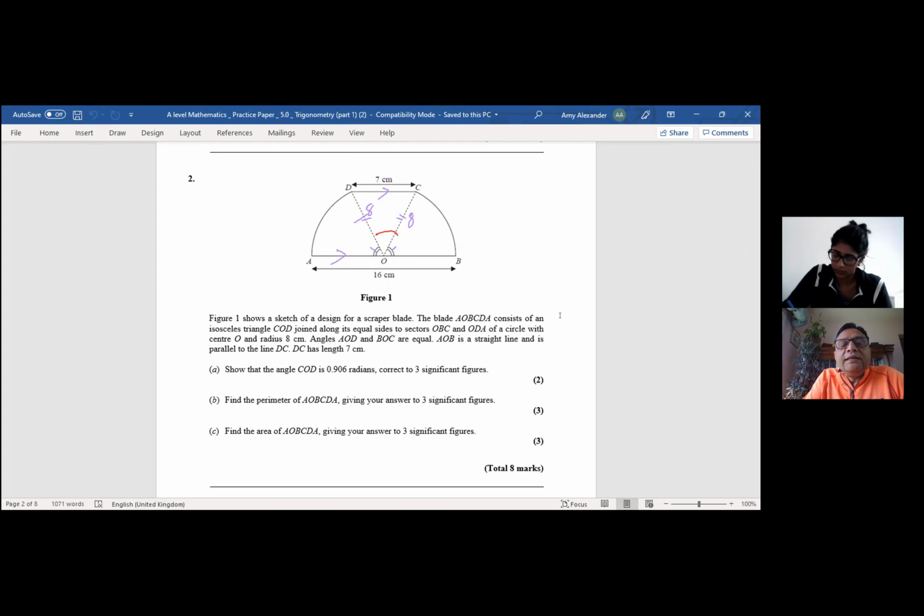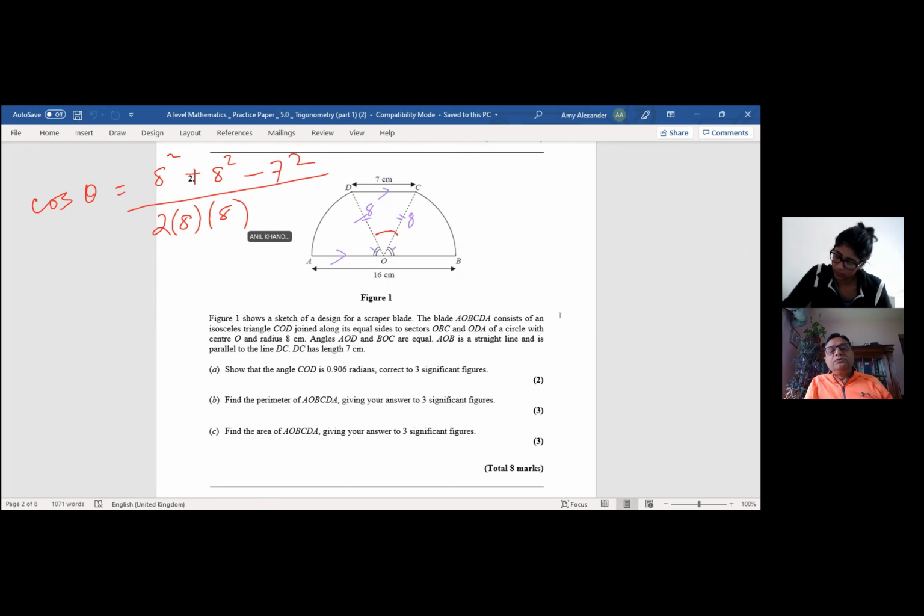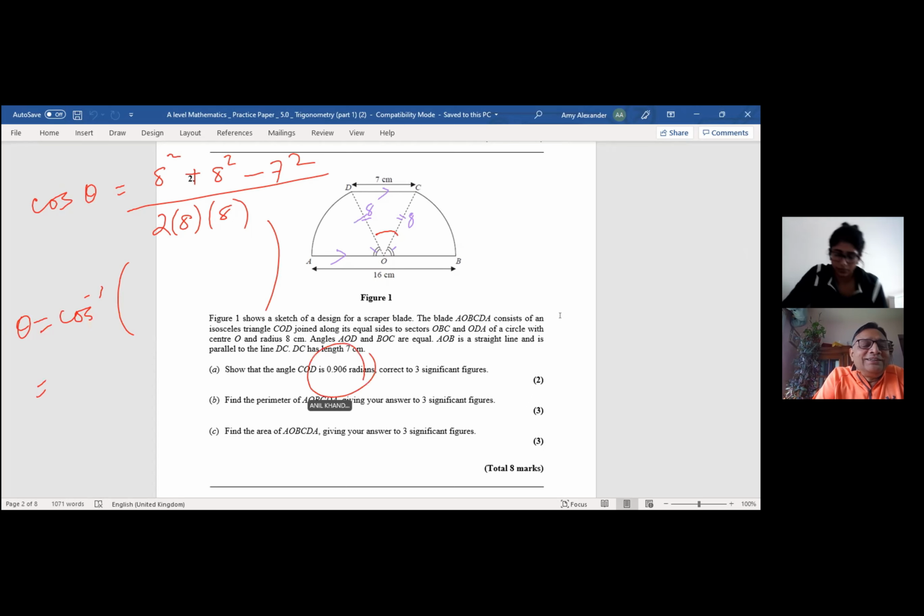What will you do? Cosine law straight, right? So we can now say that cos of this angle, let me say this angle is theta, is equal to 8 squared plus 8 squared minus 7 squared divided by 2 times 8 times 8. Does it make sense to you? Right? So we can now get the value of theta as cos inverse of all this. Perfect? Yeah. So what do you get? Well, you have to get 0.906, correct?